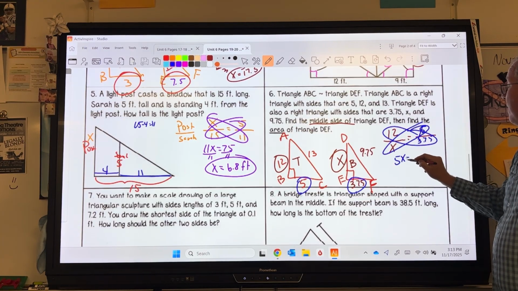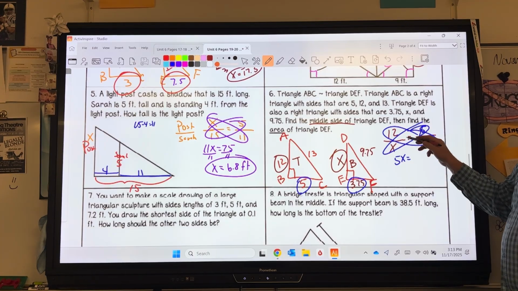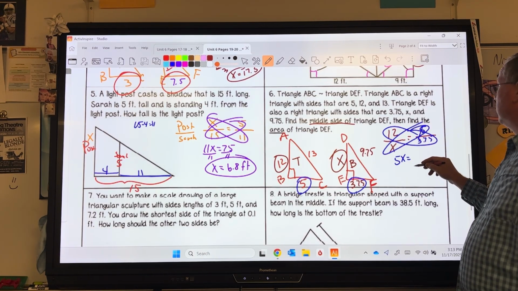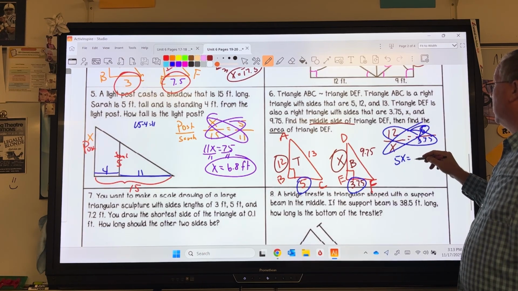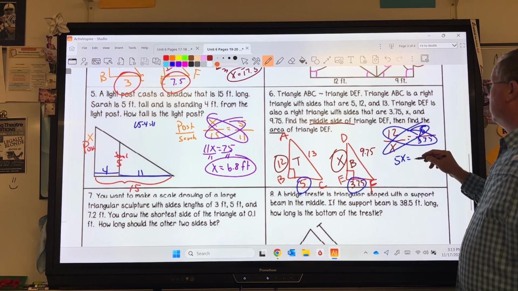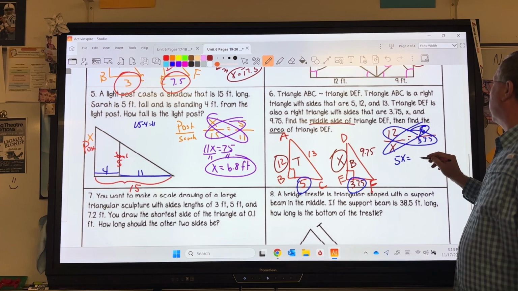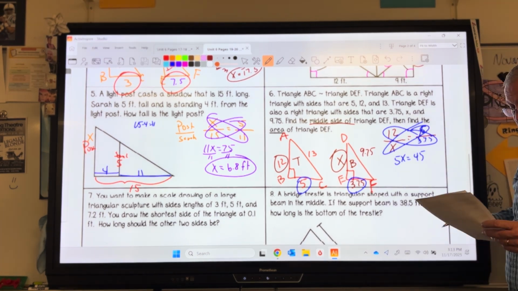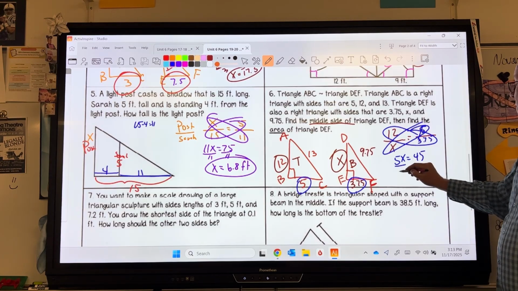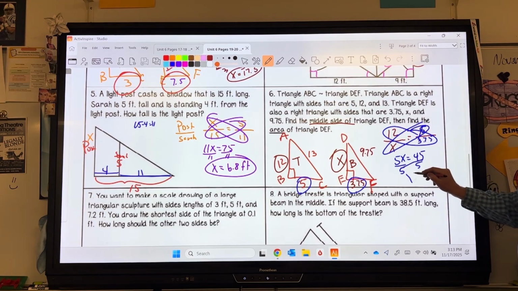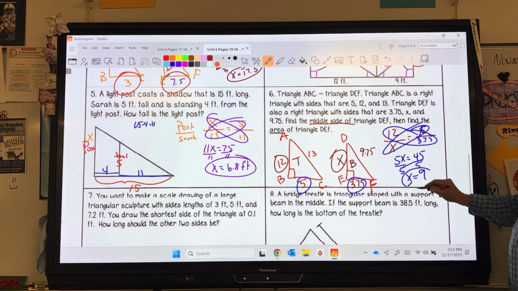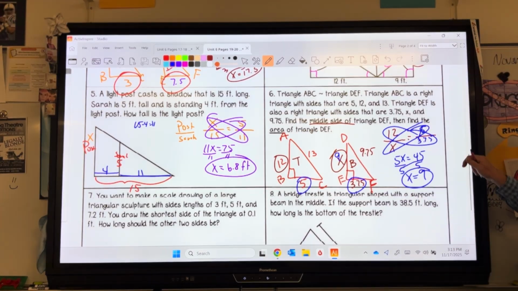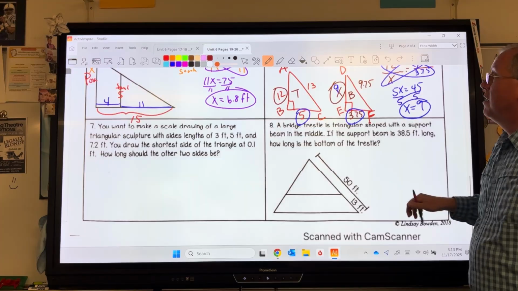5 times x is 5x. This one is going to be 36 plus another 3/4, so that's going to be 12, 9? No. Yeah, 9. So it's going to be 36 plus 9, which is 45. Is that right? Double check my work. Yeah. Then we divide by 5 and we get x equals 9. So the missing side over here is 9. Okay, we've got two left that we're going to do.